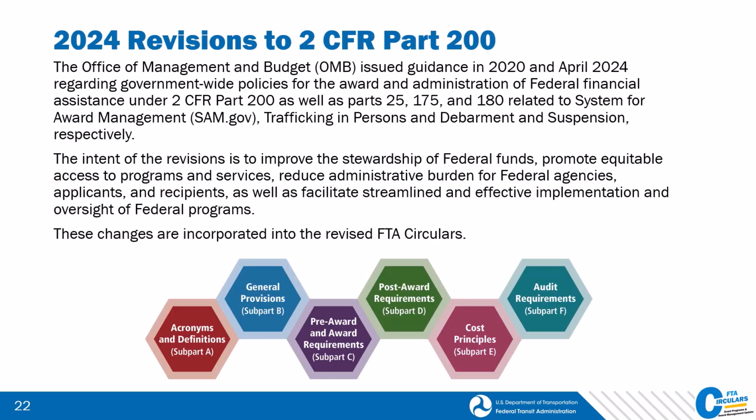The creation of the requirements under 2 CFR Part 200 also included a regular review and update of the uniform guidance. Since 2014, there have been 2 updates, in 2020 and in 2024. FTA's circulars, particularly 5010, the Award Management Requirements Circular, were updated to reflect these changes. The intent of the revisions is to keep requirements up to date and therefore improve the stewardship of federal funds, promote equitable access to programs and services, reduce administrative burden for federal agencies, applicants, and recipients, as well as facilitate streamlined and effective implementation and oversight of federal programs.